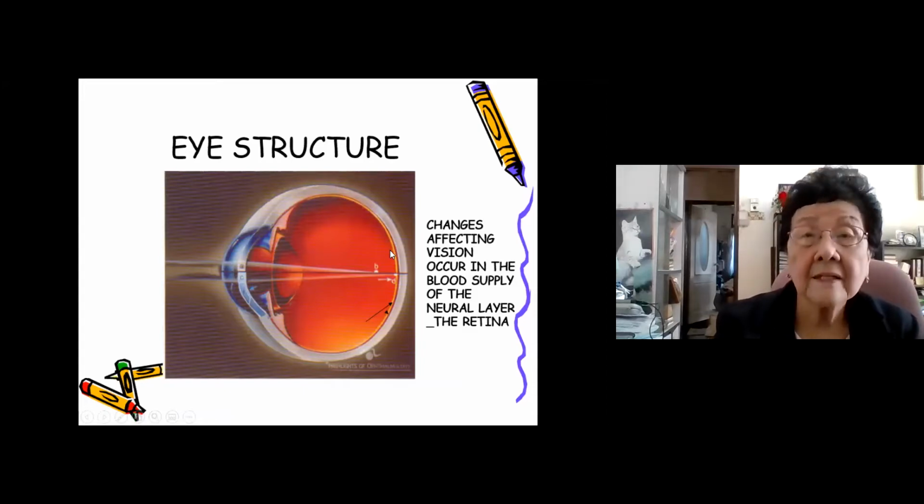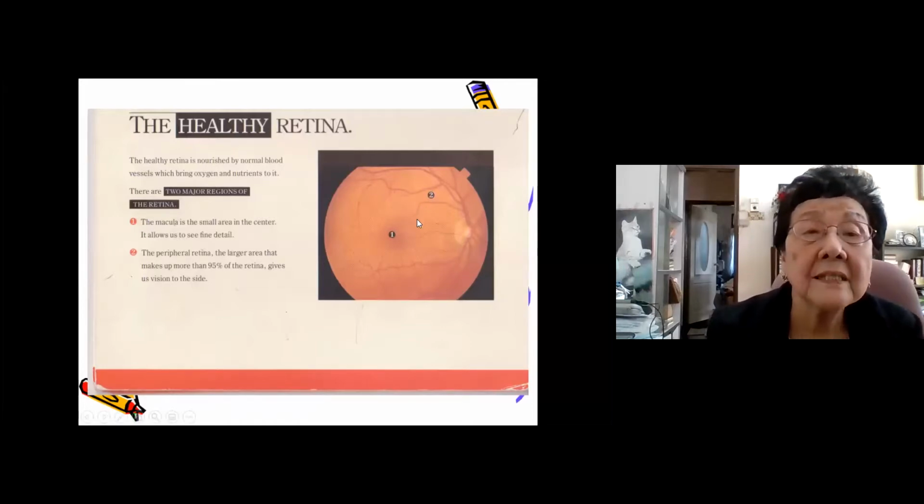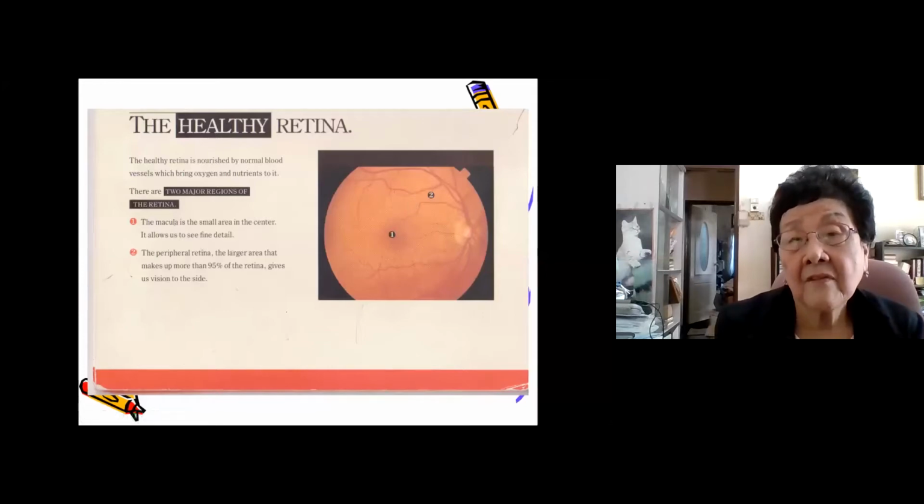changes. Okay. The healthy retina will give you a picture which appears like this. And two major regions of the retina. This is the macula, which is avascular, and only the surrounding areas here will have the arterial arcades and the venous arcades. And this is the optic disc, which also can undergo changes.